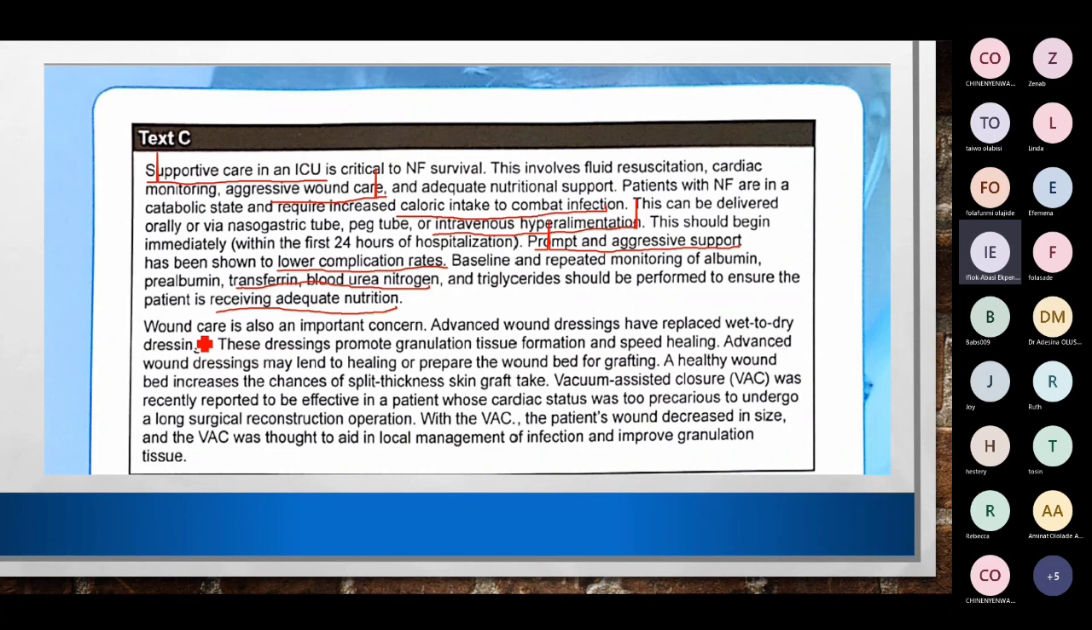Now look at the second paragraph in text C. What is the opening statement? It talks about wound care, right? So wound care, again, we highlighted wound care somewhere up there after we highlighted supportive care in ICU. So any question regarding wound care, I'm coming to my text C. Another thing I can see is the dressings to promote granulation.